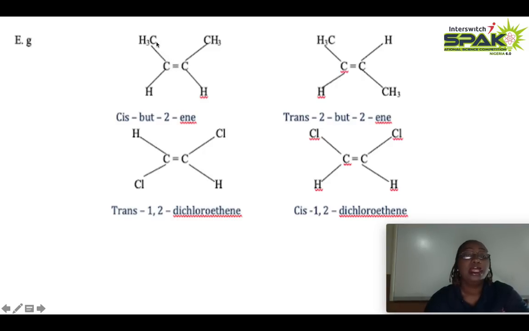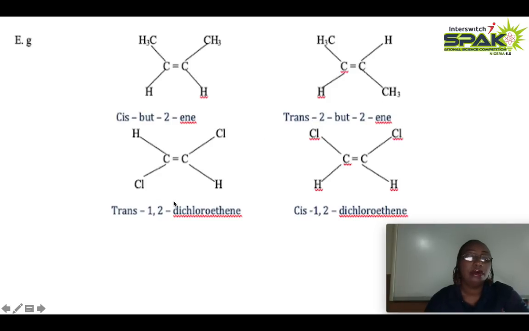Now, the other carbons are arranged in a way that they are on the same plane. And that's why you call it cis-butene. While when you look at this, you realize that the other carbons are arranged opposite each other. And that's why they call them trans-butene.